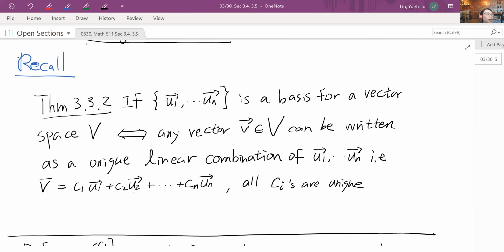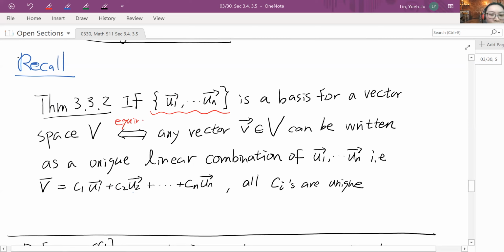So one good thing about having a basis is the following, right? If you know that these n vectors are a basis for the vector space, this is actually equivalent to saying that any vector v in the vector space can be written as a unique linear combination of these n vectors, meaning these coefficients ci are unique.